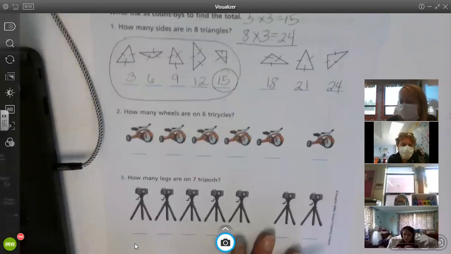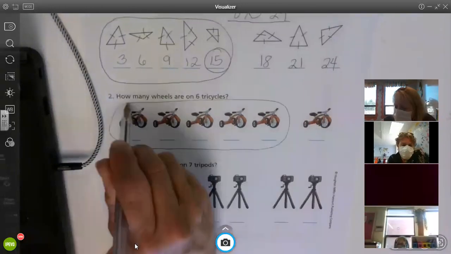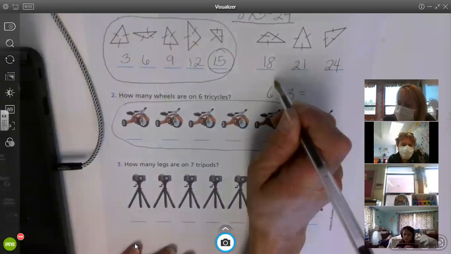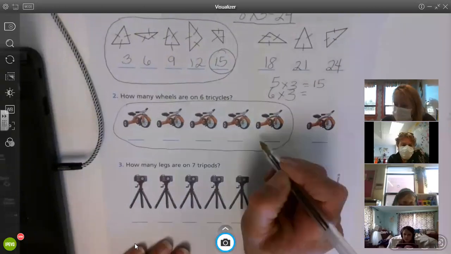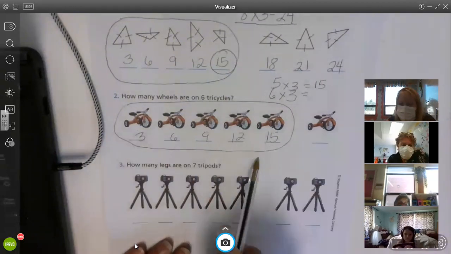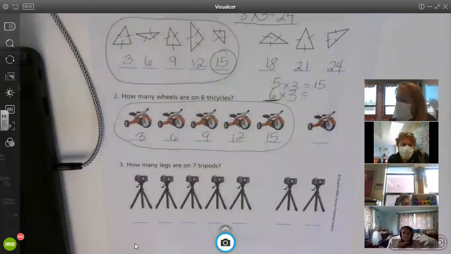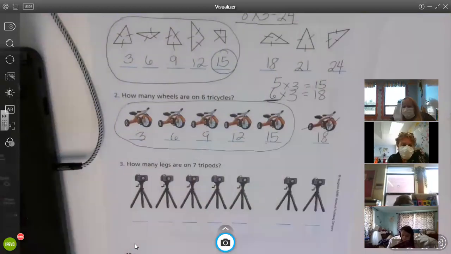So let's try with 6 tricycles. Circle the 5 that are there. I don't know what 6 times 3 is. Let's make 5 threes. That's going to be 15. Right, 5 threes is 15. So let's put 15 and count one more group: 15, 16, 17, 18. So 6 times 3 is 18. This is called using the 5s shortcut for your 3s.